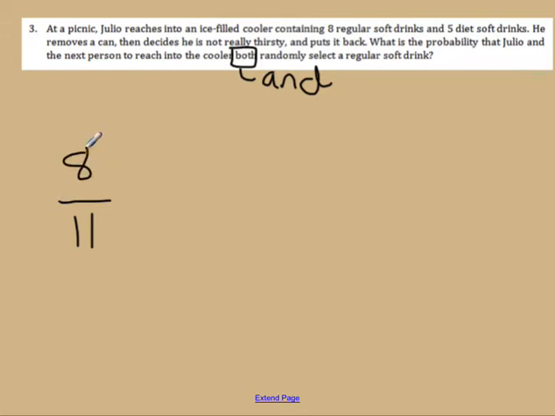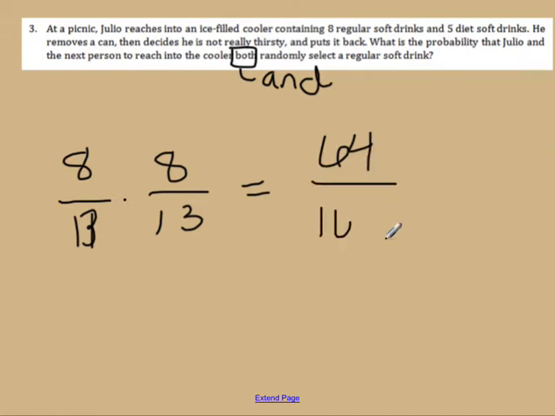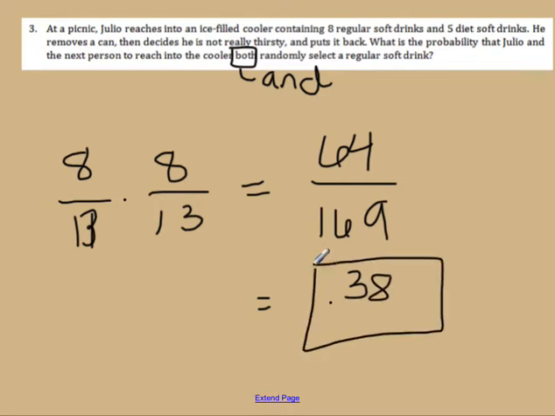So he's going to take it, look at it, put it back in, and then, oops, not 11, this should be 13. Goodness gracious. So then he sees it, he doesn't want it, he puts it back in. Because he put it back in, there's still 8 regular soft drinks in there, and there's still 13 cans in there. So when you multiply fractions, you multiply across the top. 8 times 8 is 64. 13 times 13 is 169. Now that we have this fraction, we're going to divide it out. I take 64 divided by 169, and I get 0.38 as my percentage points for number 3.